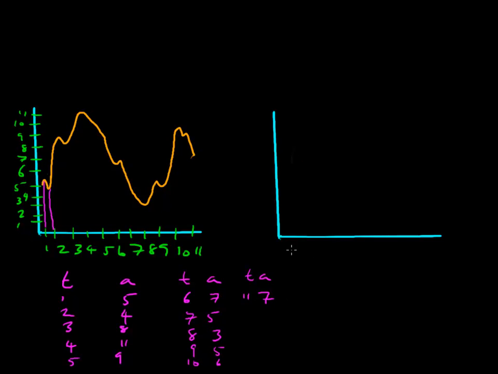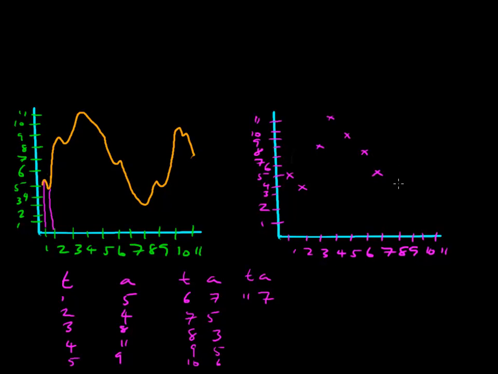Okay, so let's try and plot these. We've got 1 to 11 along one axis and 1 to 11 along the other. We're plotting 1 as an amplitude of 5, and 2 as 4. 3 is 8. 4 is 11. 5 is 9. 6 is 7. 7 is 5. 8 is 3. 9 is 5, 10 is 6, and 11 is 7.